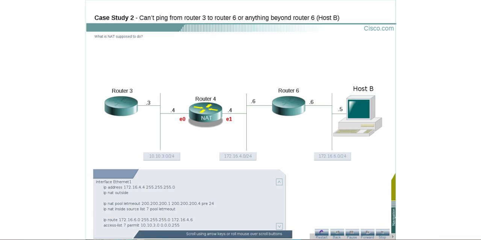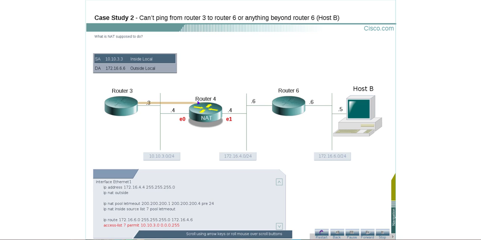Here we'll describe what should be happening when router 3 sends a ping packet to the far Ethernet interface of router 6. First, router 3 will send an ICMP packet with a source address of 10.10.3.3, otherwise known as the inside local address, and a destination address of 172.16.6.6, otherwise known as the outside local address. This packet will enter router 4's Ethernet 0 interface, which is defined as an inside NAT interface. Remember, this packet must be permitted by the access list used by the dynamic NAT configuration. In this case, it is access list 7.